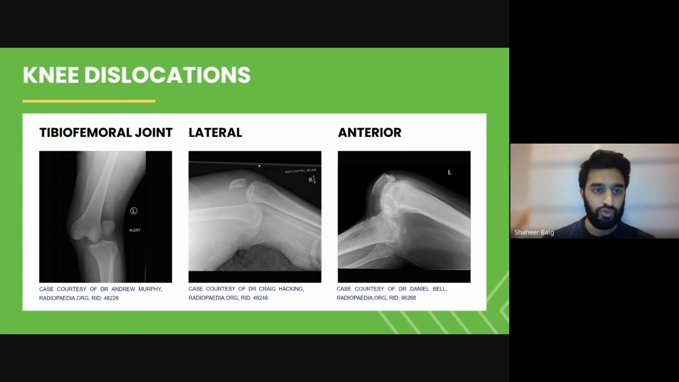Coming on to tibiofemoral joint dislocations, these are usually quite uncommon and related to very high velocity trauma and extensive ligamentous injuries. The third example here is likely related to extensive degeneration and gradual dislocation, but the other two are most likely related to some sort of high impact trauma.